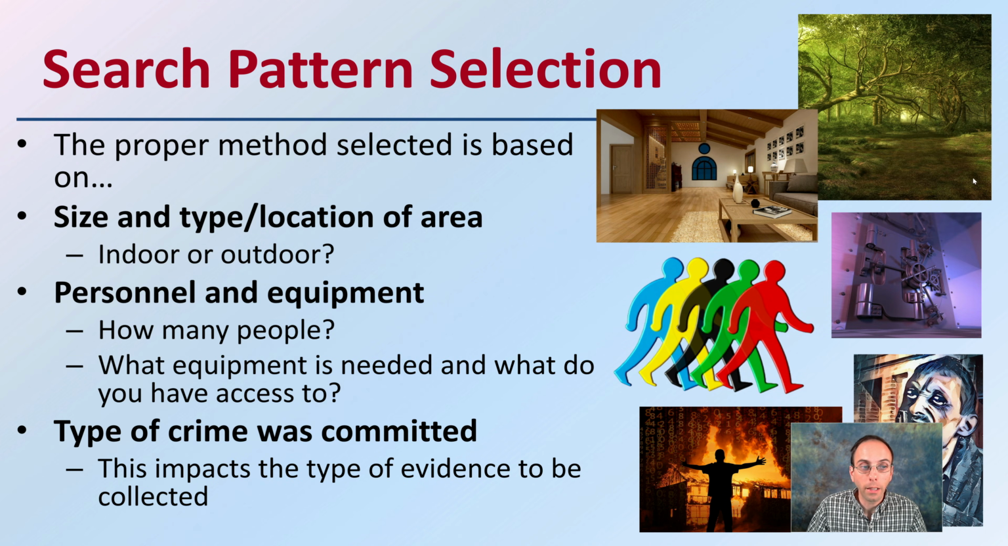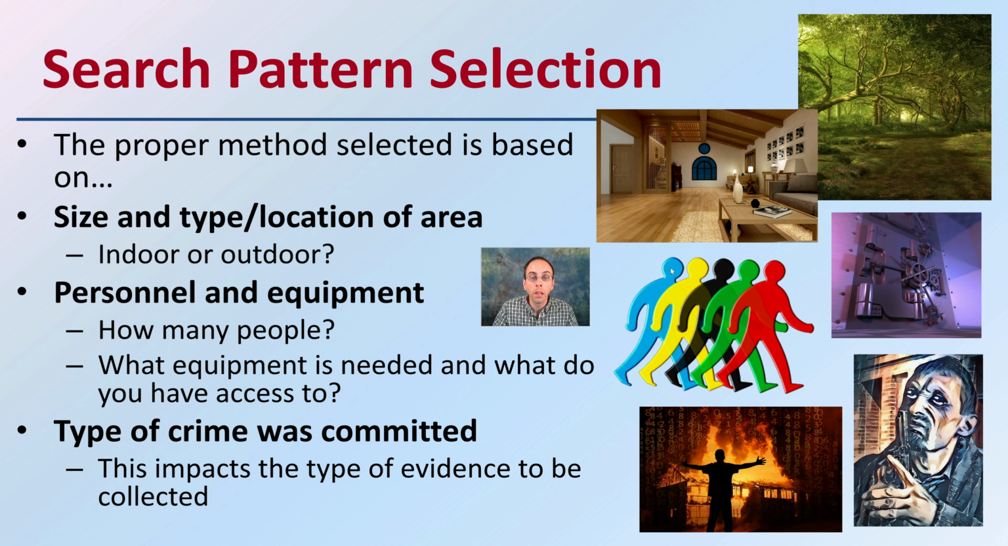As I said, those are the general overview of the search patterns, but how we actually go about selecting which one we're going to use is important. That can come down to the size, type, and location of the area. Is it an indoor location or an outdoor location? How big is it indoors compared to outdoors? There may be a lot of trees outdoors, or an open park, so those are things to consider. Also, the personnel and the equipment. How many people do you have? What equipment is needed and what do you have access to? We all like to have the ideal amount, but a lot of times we're limited and restricted, so that's going to influence what search we may select.